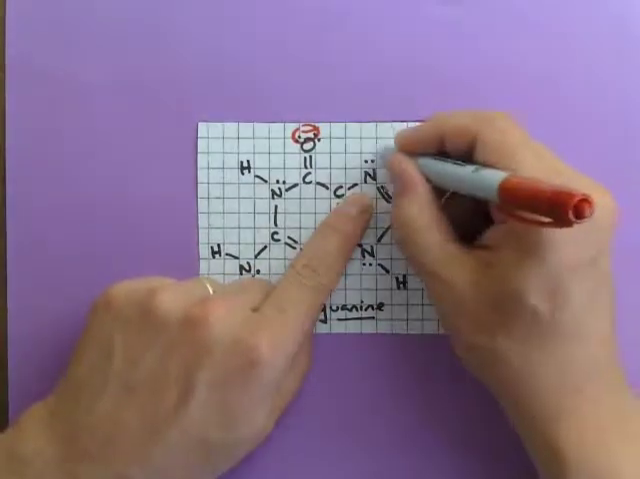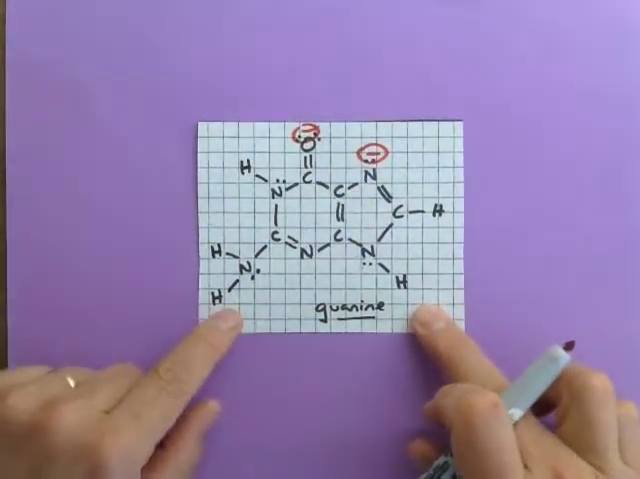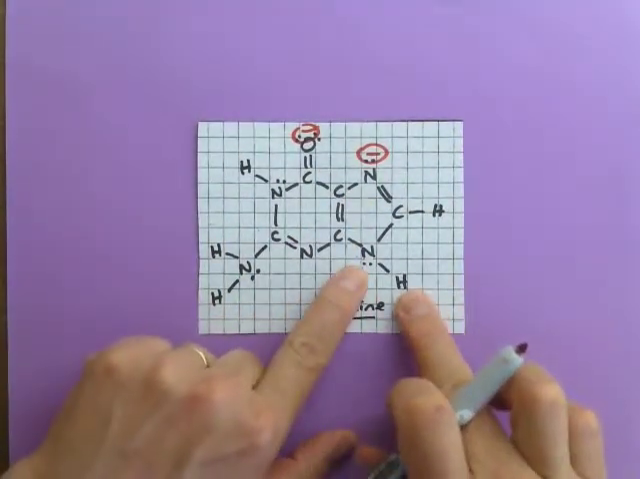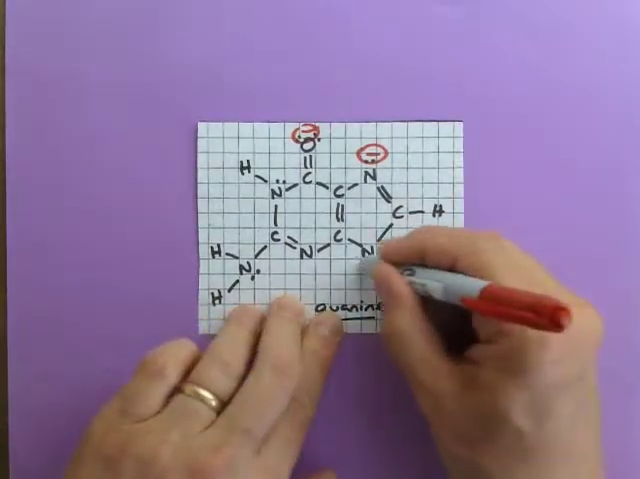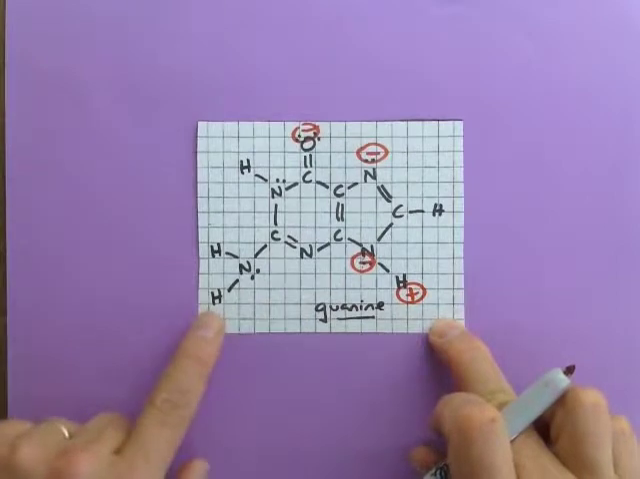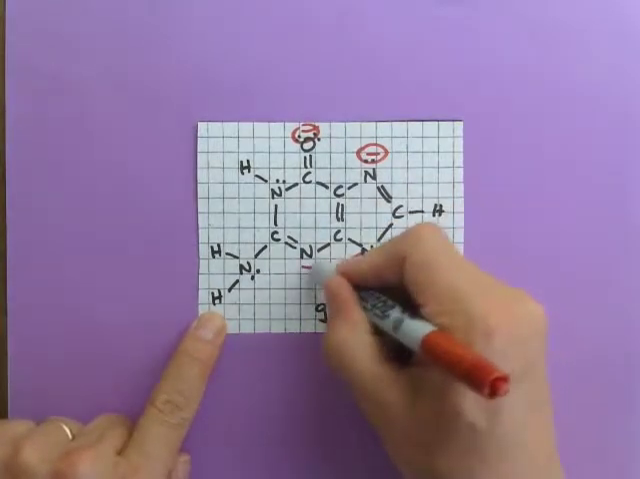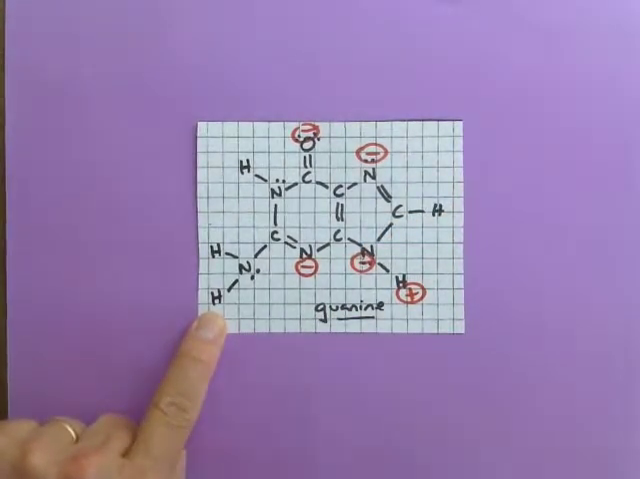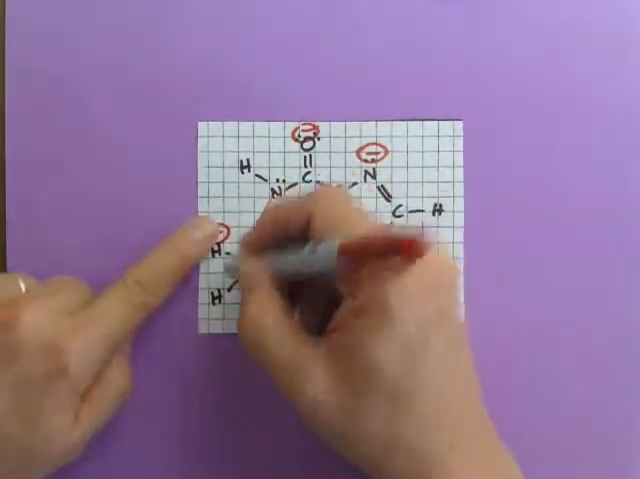Same thing here with this nitrogen. It's going to have a very strong negative charge. Here's nitrogen bonded to hydrogen. So the nitrogen will have a strong negative charge and the hydrogen a strong positive charge. Same thing is happening right here. This nitrogen has a strong negative charge. This nitrogen, negative charge. Hydrogen's positive charges.